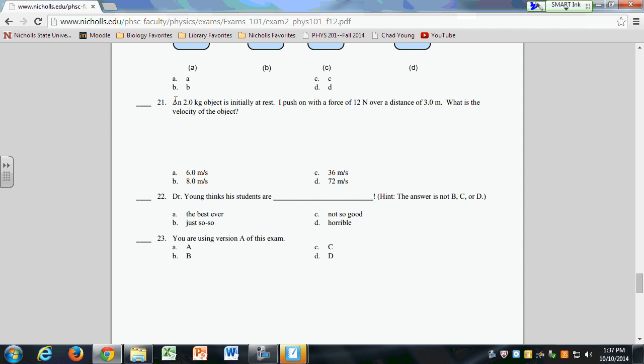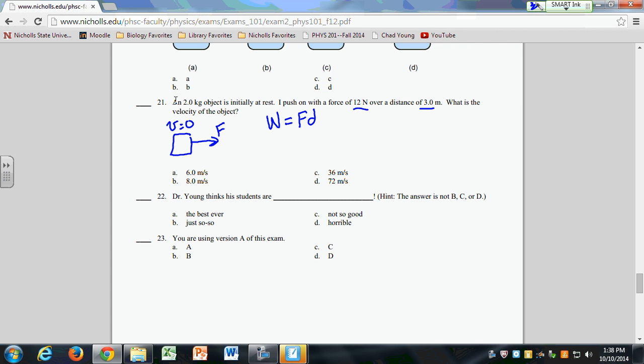I have a 2 kilogram object that's initially at rest. I push on it with a force of 12 newtons over a distance of 3 meters. And then what is the velocity of the object? So I have a 2 kilogram object at rest, so the velocity equals 0, and then I apply a force to it of 12 newtons over 3 meters. So I can find the work that's done by that force.